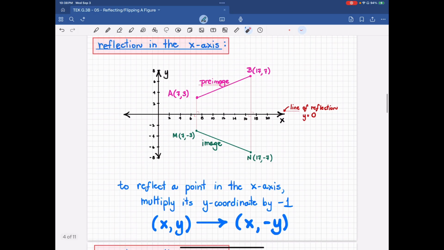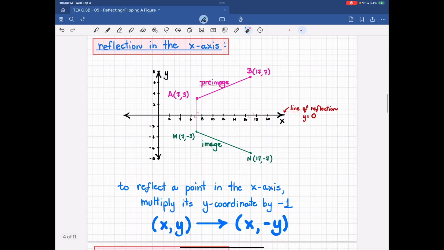So let's look at something that's reflected on the x-axis. I have a pre-image up here, and all I did was draw a line segment. I want to reflect this line segment on the x-axis, which is that horizontal line. Another way of saying the x-axis would be y equals 0. That's going to be our line of reflection or our line of symmetry. So we're going to reflect this pre-image on the x-axis.